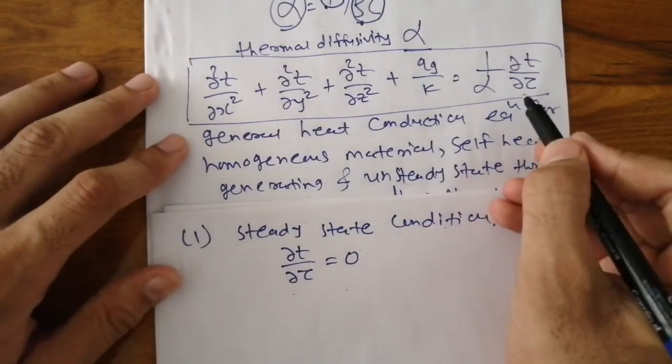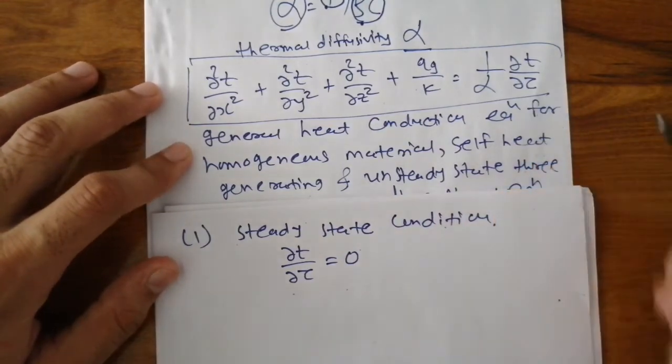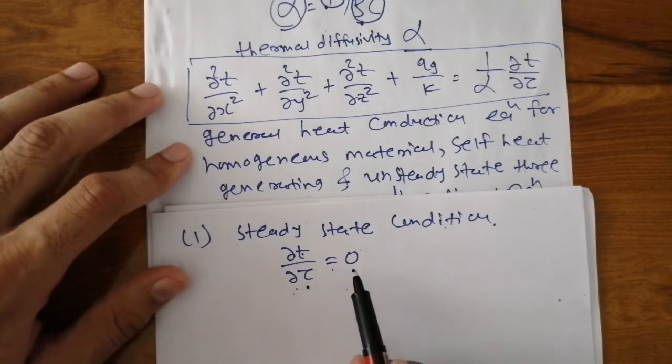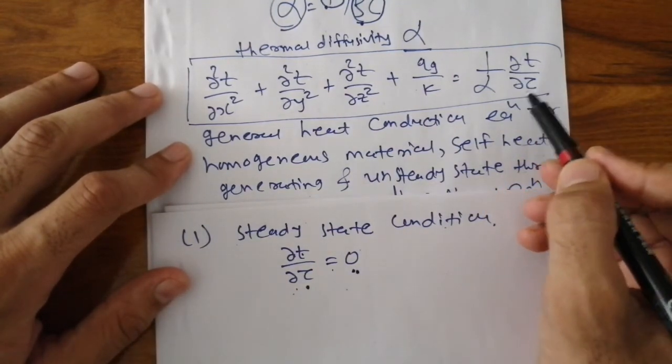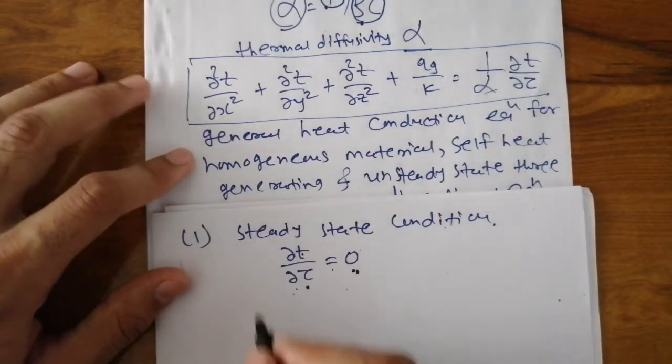If you consider del T by del tau not equal to 0, it means change in temperature with respect to time. But if you consider del T by del tau is equal to 0, it means change in temperature with respect to time will be 0. So in this equation, del T by del tau is equal to 0, which means the 1 upon alpha term will be 0. So what will be our equation?